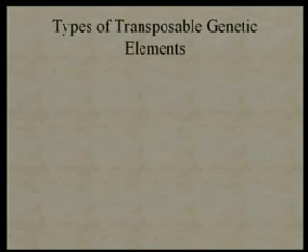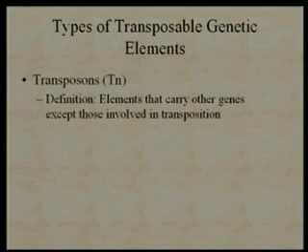Okay, the other type of transposable genetic element is called a transposon, or TN. And again, these are transposable genetic elements that carry other genes besides the transposase. So the insertion sequence, basically these are functional definitions. The insertion sequence has no other genes except the transposase. Transposons carry other genes. All right, and again, the nomenclature is just TN followed by some number.